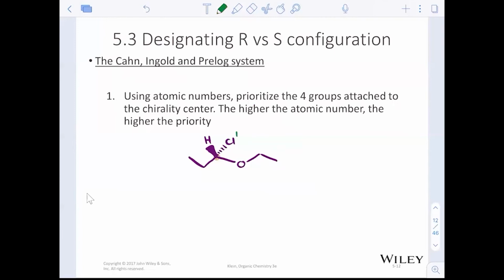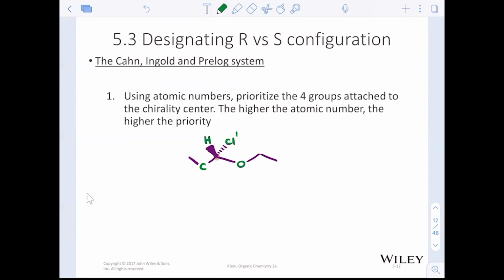Chlorine is given priority group 1. The other things directly attached to this guy is a carbon, an oxygen, and a hydrogen. I'm going to put a little eraser mark right here and actually put the carbon so that we can see those were the choices for the first atoms directly connected to the chiral center in question. We had carbon, oxygen, chlorine, and hydrogen.